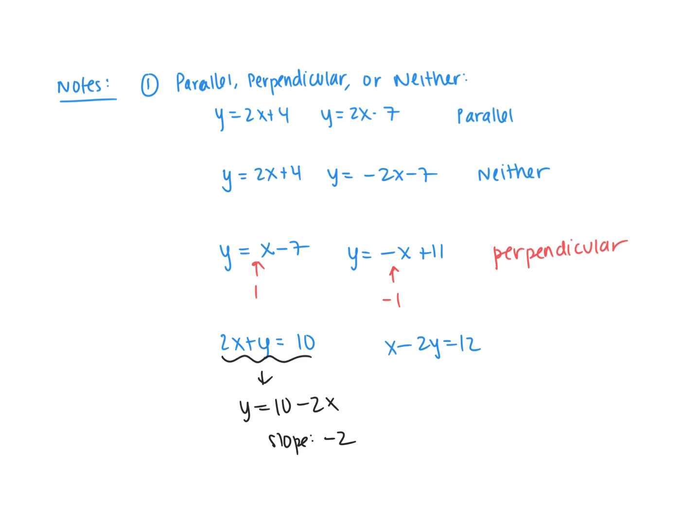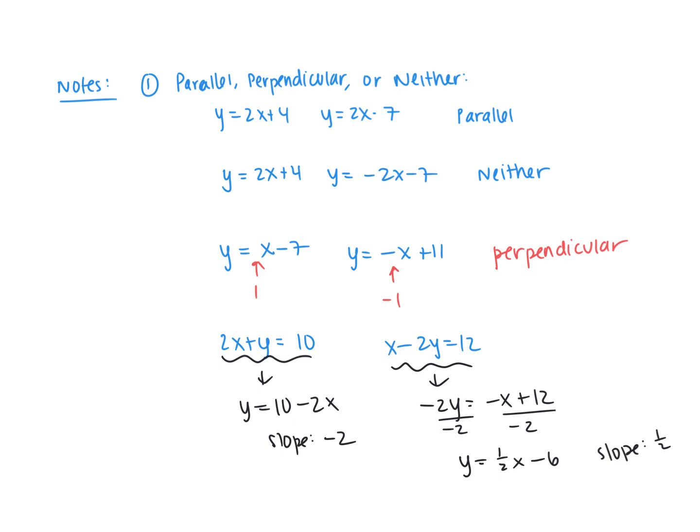Okay, if we look at this second line, I'm going to subtract x. I'll put x first because we tend to like that, I think. And then I'm going to divide by negative 2. What is negative x divided by negative 2? Positive 1/2 x. 12 divided by negative 2, negative 6. So here we get a slope of 1/2.